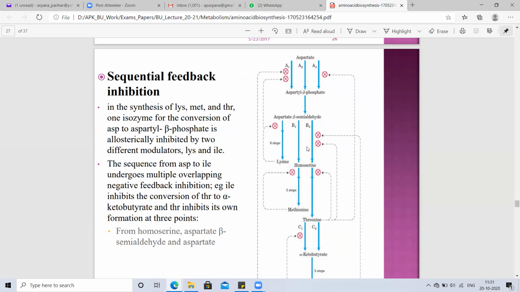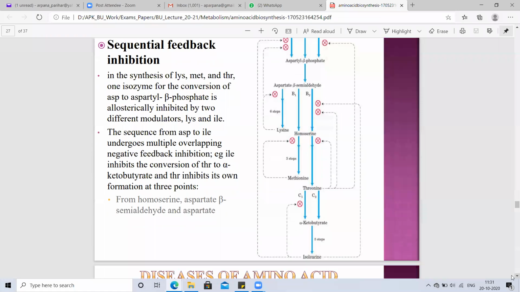So this is the sequential manner. If I sum up this slide, the synthesis of lysine, methionine, and threonine requires one isoenzyme for conversion of aspartyl beta phosphate, which is allosterically inhibited by two different modulators, lysine and isoleucine. These are entirely different, lysine and isoleucine. These two inhibit the same enzyme, isoenzymes of the same reaction.